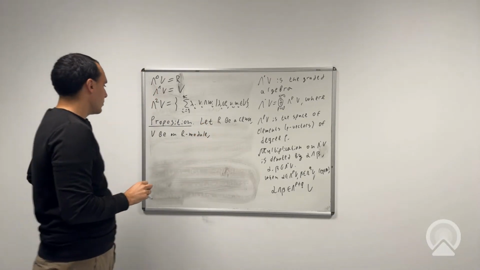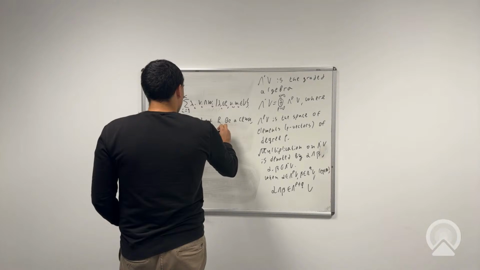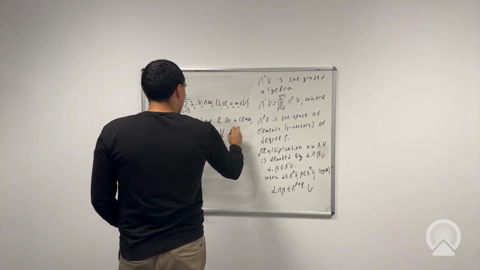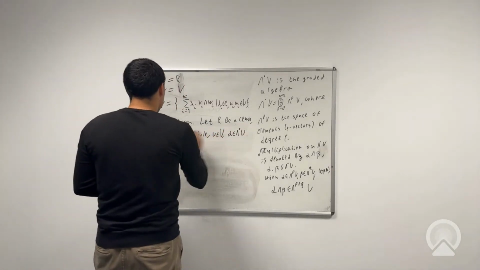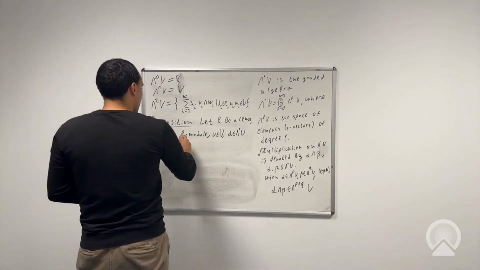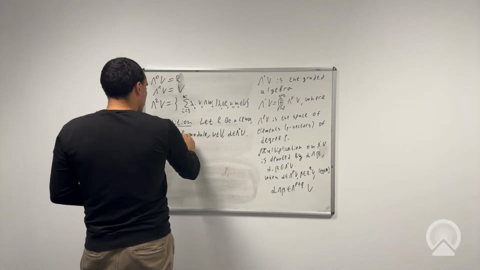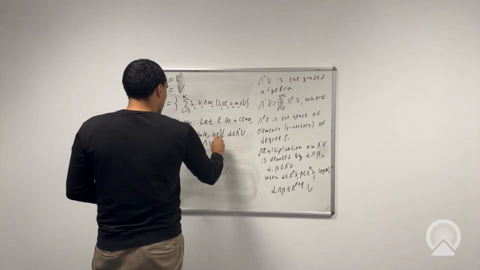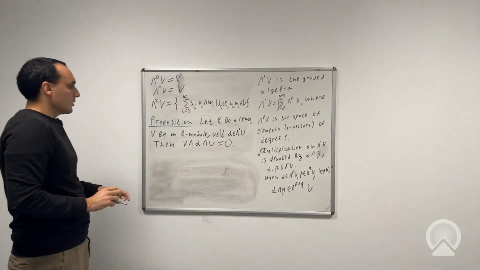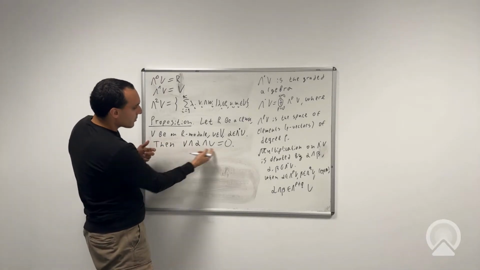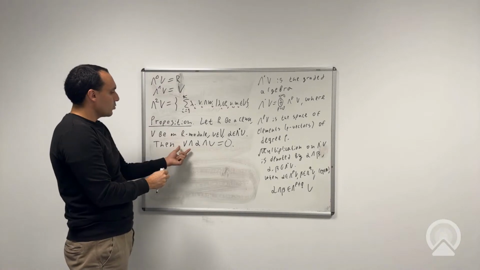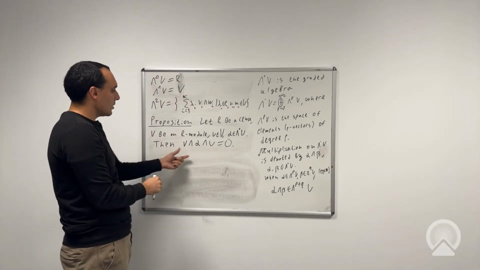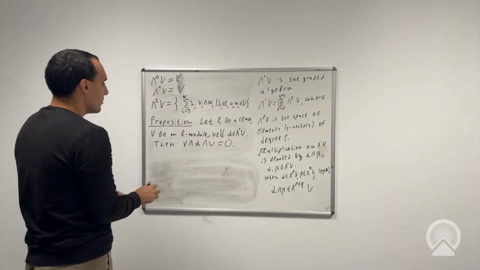Take some vector V in V and some arbitrary k-vector alpha. It can be mixed, it doesn't matter. Then V wedge alpha wedge V equals 0. And if you have some elements on the left, some elements on the right, the important thing is that the thing in the middle is 0. So if you have two elements that are the same, the whole result is 0.